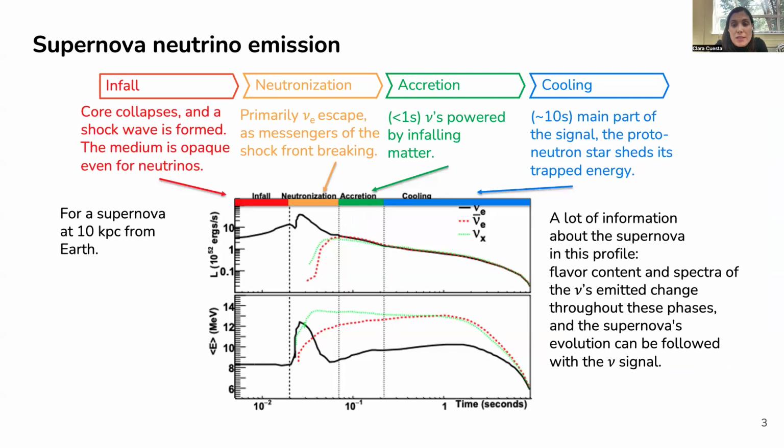The later cooling phase, over 10 seconds, represents the main part of the signal, over which the protoneutron star sheds its trapped energy. So there's a lot of information about the supernova in this profile. To obtain it, you need the flavor content and the spectra of the neutrinos emitted, which change through these phases. And the supernova evolution can be followed with the neutrino signal.